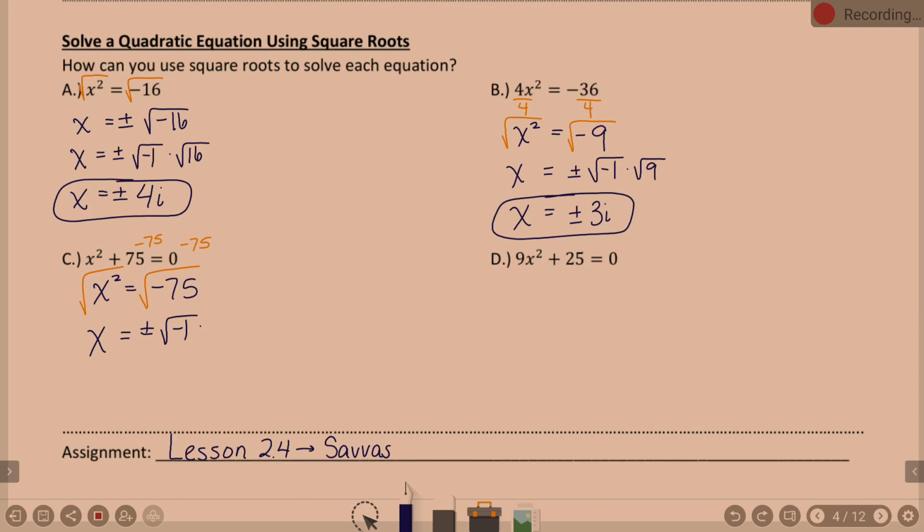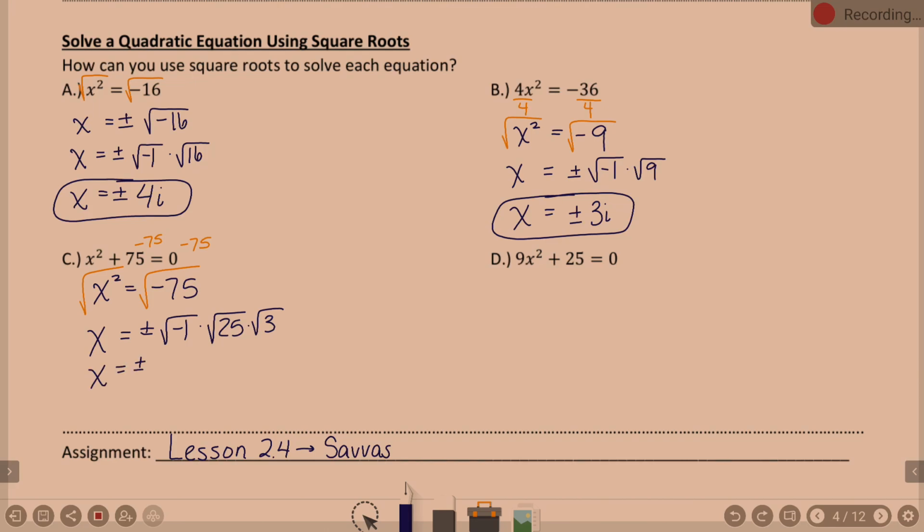What's in 75? 25 and 3. If you've got 75 cents in your pocket, what might you have? Three quarters. 25 and 3, and 25 is a perfect square. Remember doing this yesterday? If it's not a perfect square, but there's one in it, we have to separate that out. So, we have plus or minus.